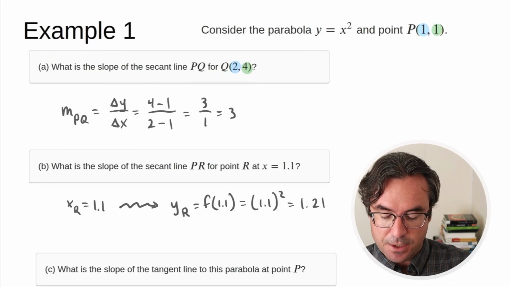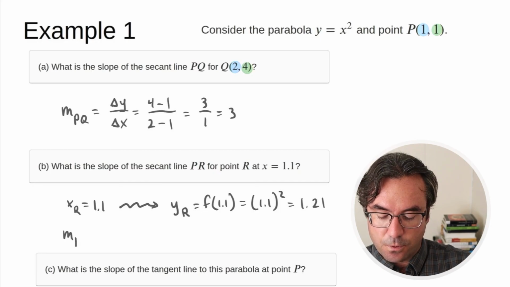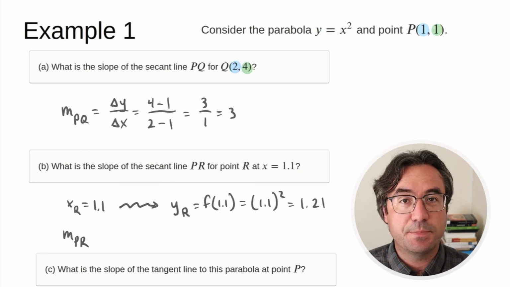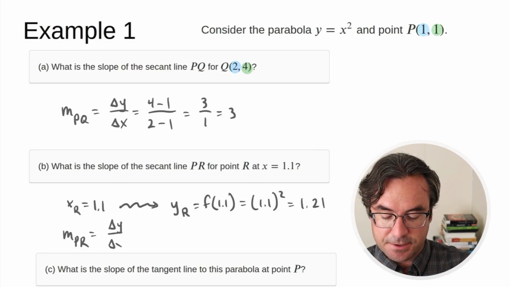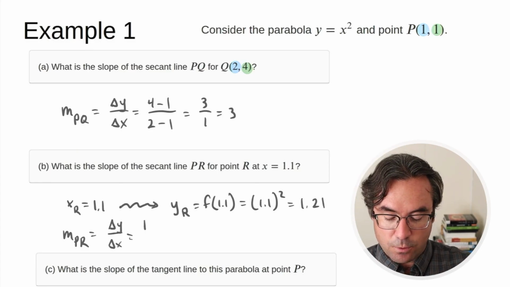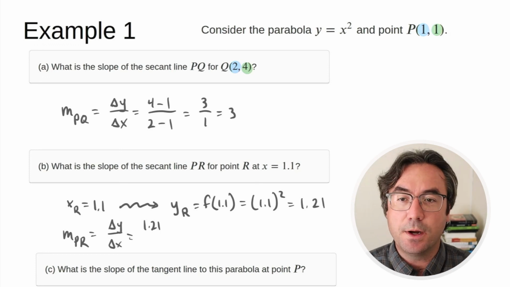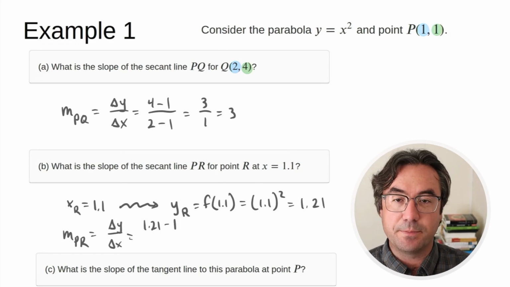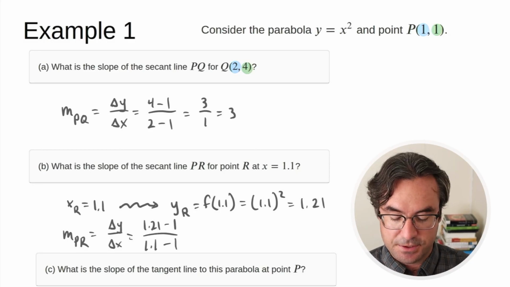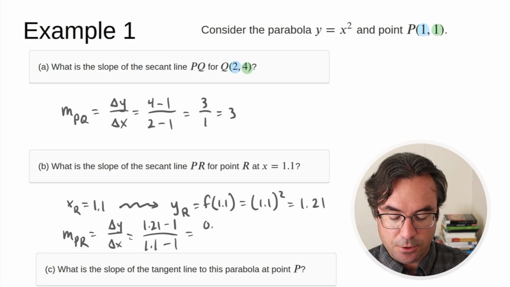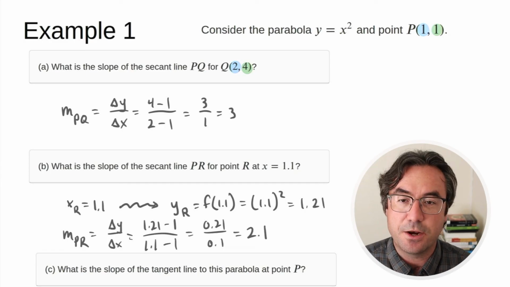So the slope for the line connecting points P and R, again, it's change in y over change in x. So our y-coordinate for point R is 1.21. Our y-coordinate for point P is 1. And then the change in our x-coordinates. So this ends up being 0.21 over 0.1. And if we do the division there, we end up with 2.1.